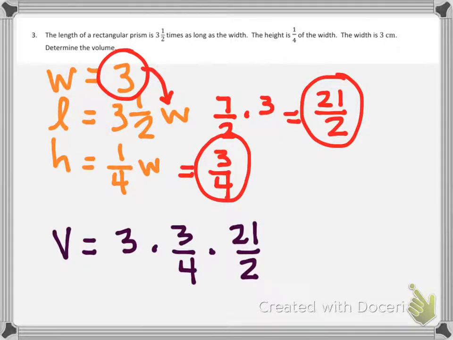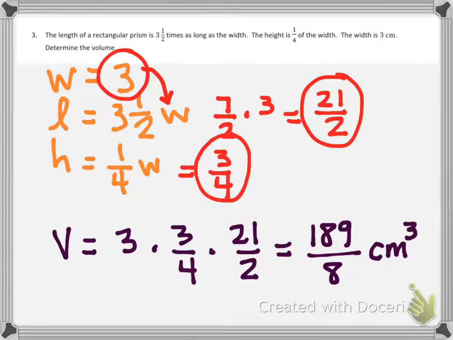And looks like I can't simplify, so 3 times 3 is 9, and 9 times 21 equals 189 as my numerator, and 4 times 2 is 8, so it's 189/8 cubic centimeters. Okay, there's the volume. Number 4.